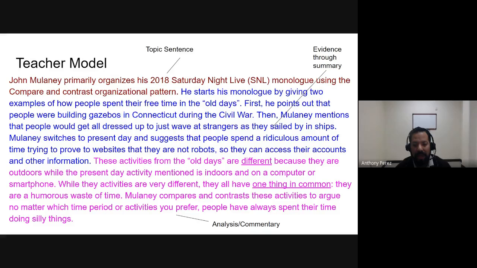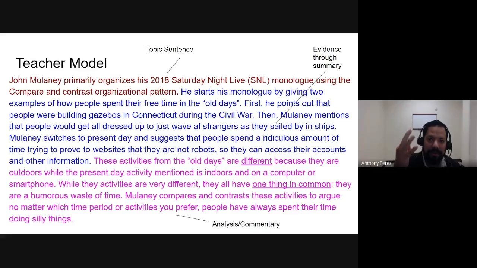These activities from the old days are different because they are outdoors, while the present day activity mentioned is indoors and on a computer or smartphone. While the activities are very different, they have one thing in common. They are a humorous waste of time. Mulaney compares and contrasts these activities to argue no matter which time period or activities you prefer, people have always spent their time doing silly things. All right, so that's my analysis of this.